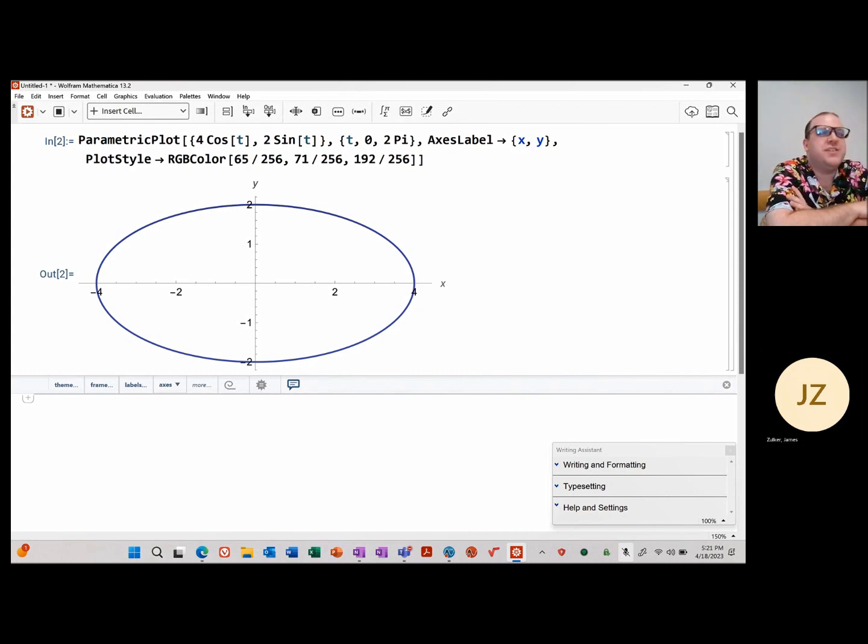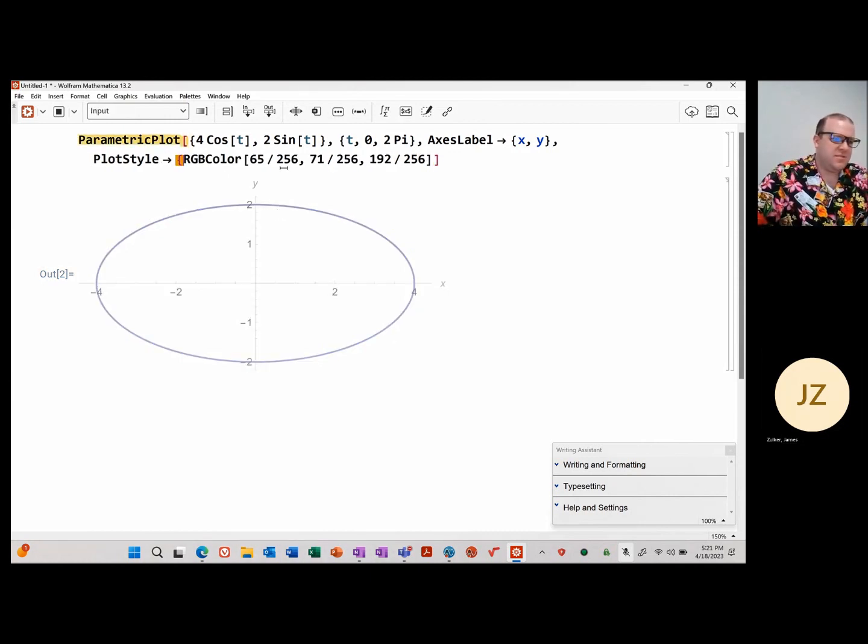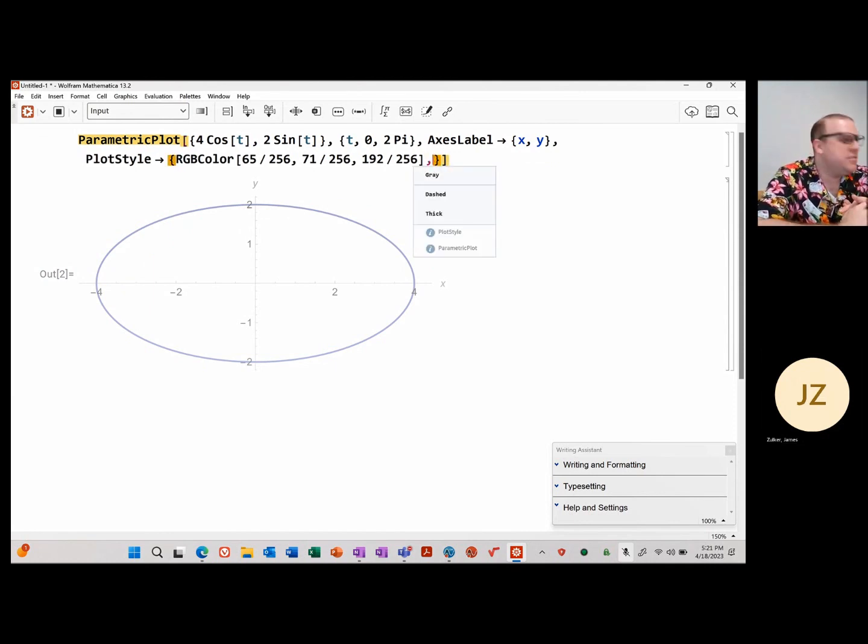Now we want orientation. So I want to plot arrows on this. It's going to be part of the plot style. Then the arrowheads command. I want 4 arrowheads on this. So I'm going to have to list out 4 of them. So all 4 will go inside braces, and then each pairing will go in braces. So each arrowhead has braces.